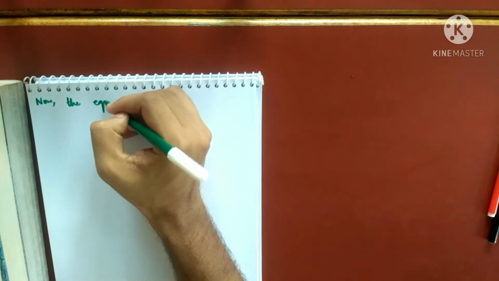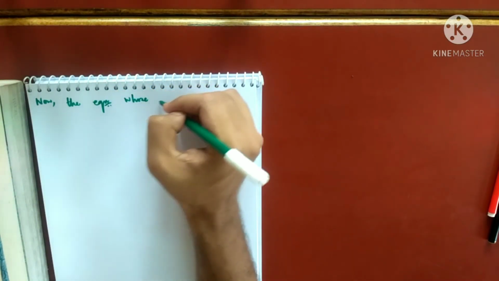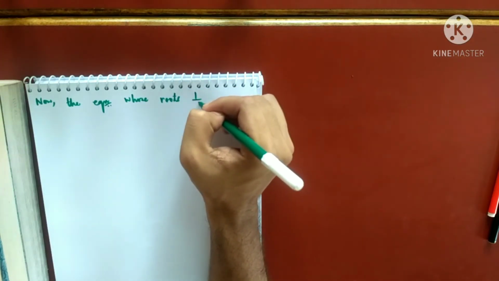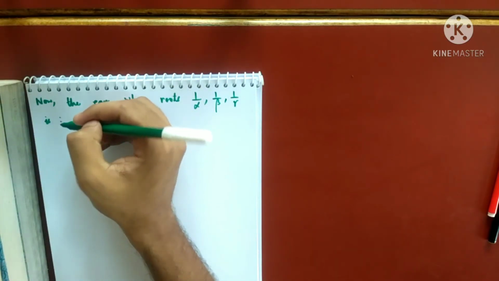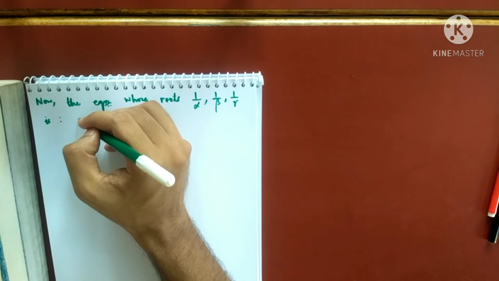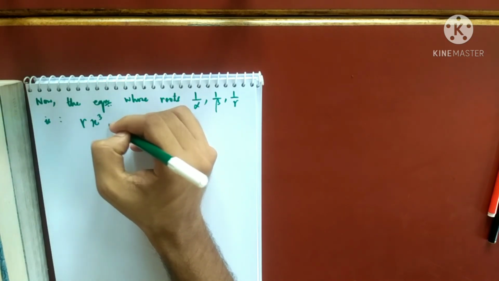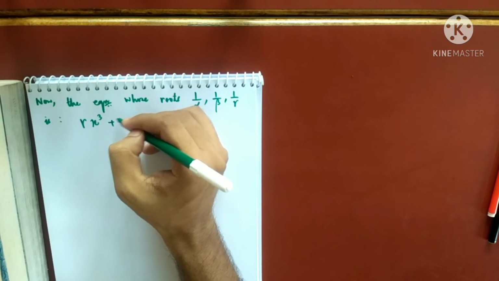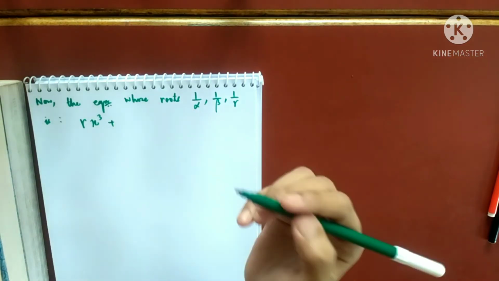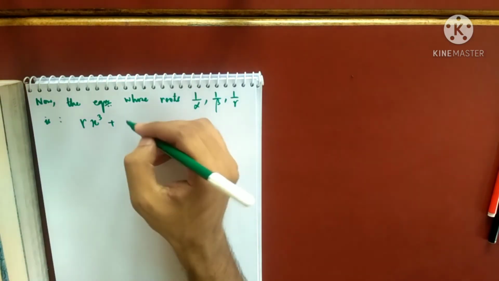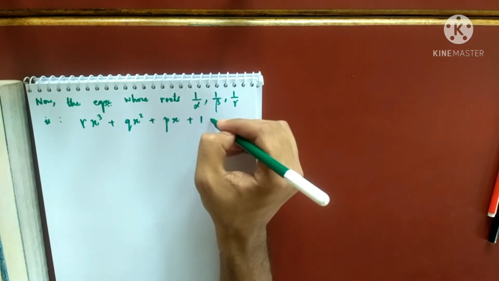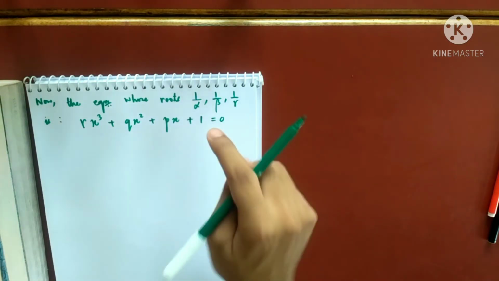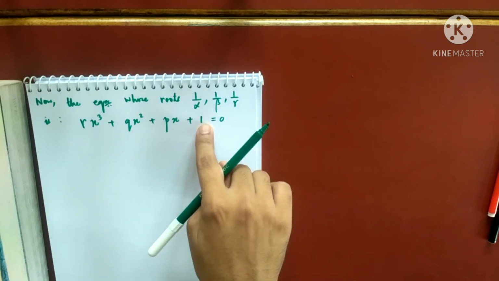Now the equation whose roots are 1 by alpha, 1 by beta, 1 by gamma is, you know what you will do? You will just reverse the coefficients. So r x cube plus, what was there? 1. Just reverse the equation. x square plus px plus 1 equals to 0. That means I have just reciprocated. Reverse the coefficient. You know this is the rule for getting the reverse equation.